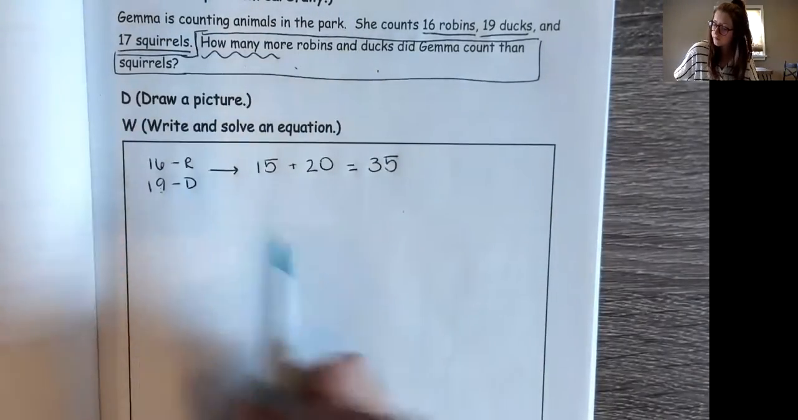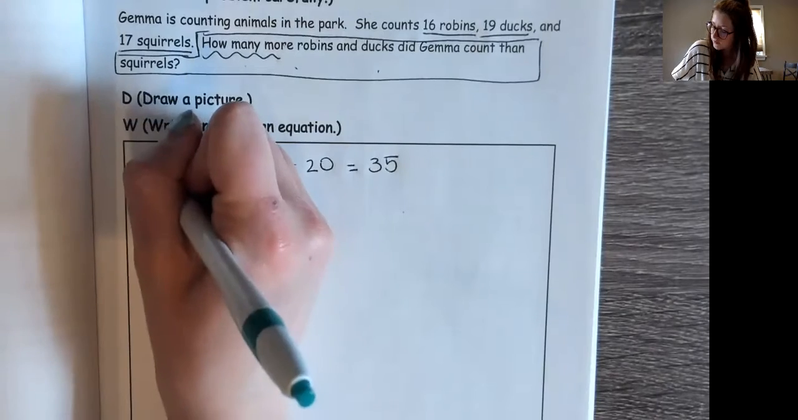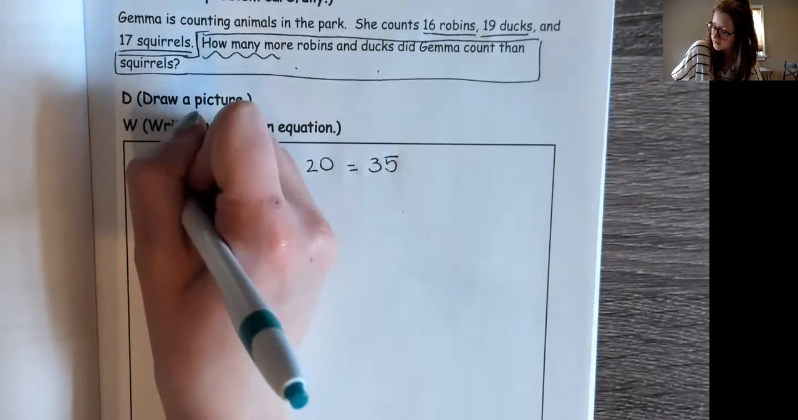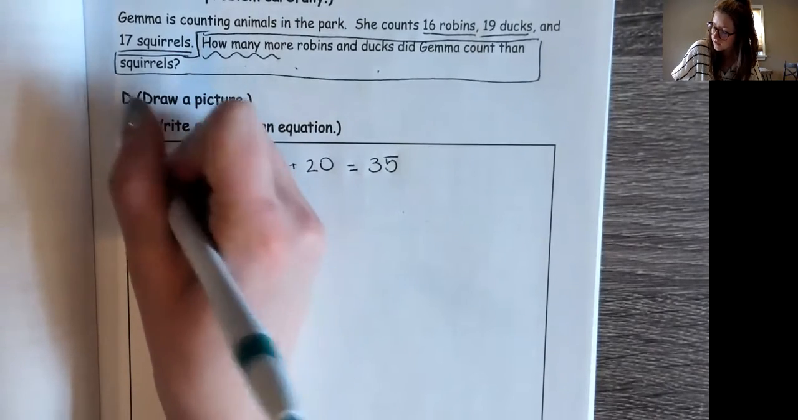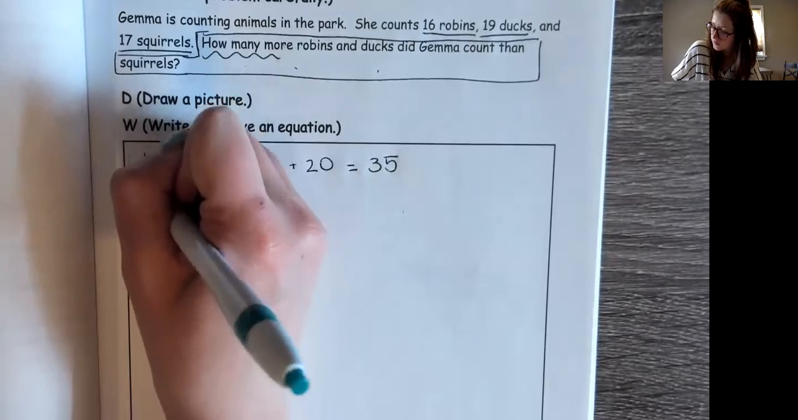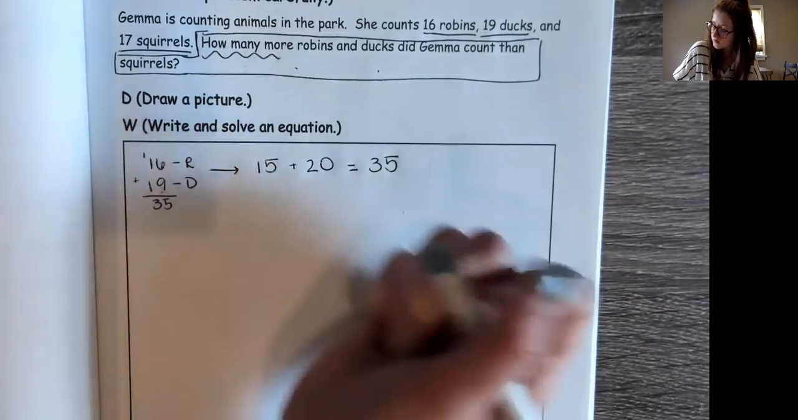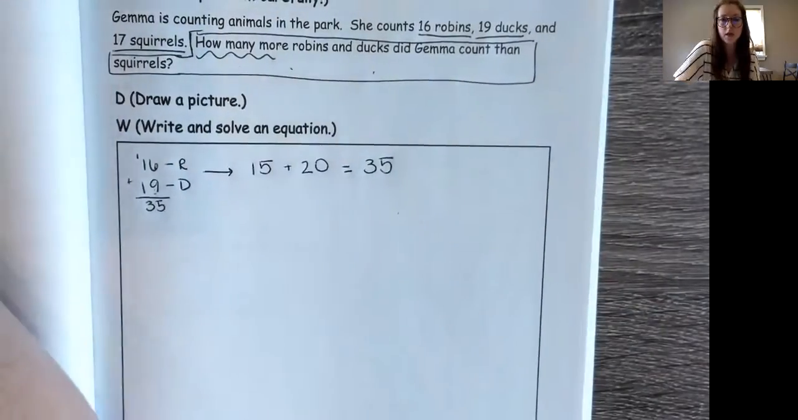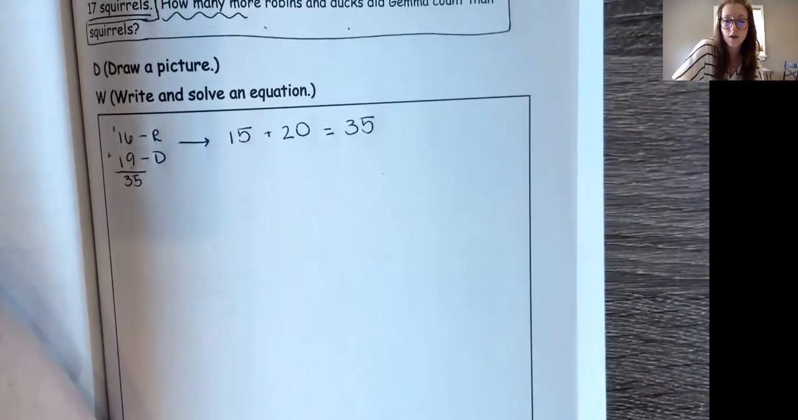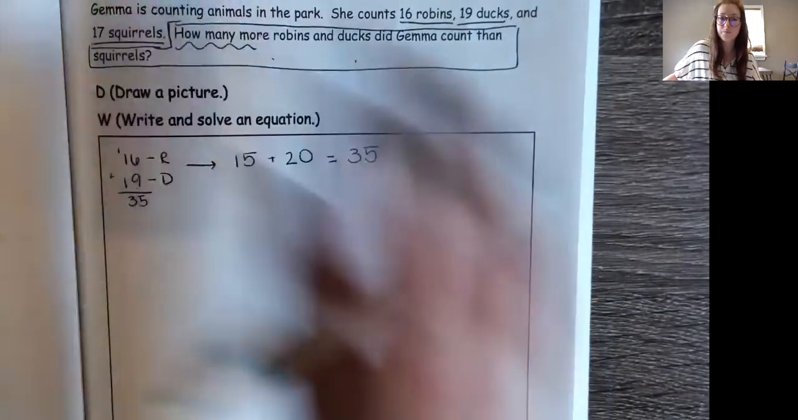I can double check my work, just to make sure that this is the correct number. 16 plus 19: 6 plus 9 is 15. Carry the 10. 1 plus 1 is 2... 3 tens. So, okay, I know that she counted 35 ducks and robins, right? That's the first thing that I know.